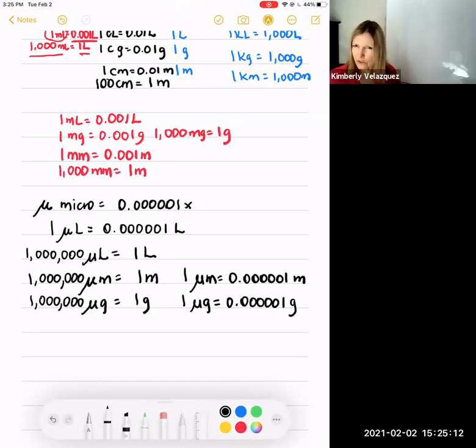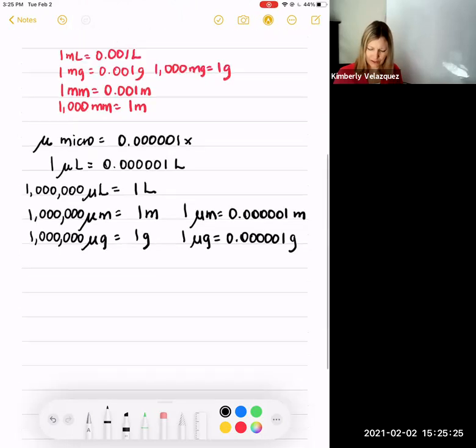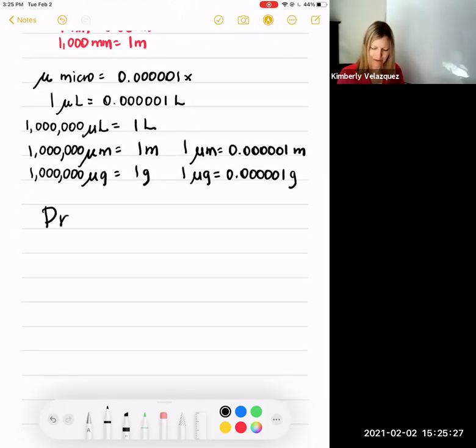We're going to now use these conversions, turn them into fractions, and use that as a method for converting from one unit of measurement to another. Okay, so if you've skipped ahead, this is where you want to start working the problems. I'm going to give you several practice problems to use as examples when you are working the problems.